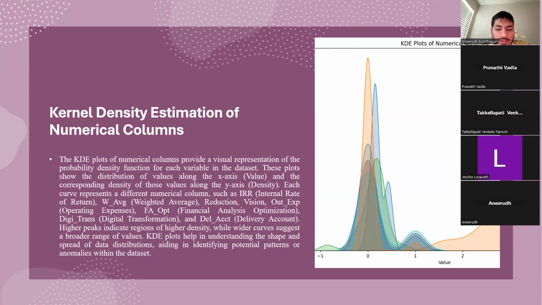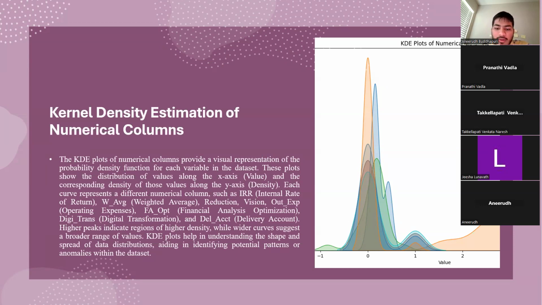These plots provide a visual representation of the probability density function for each variable. They show the distribution of values on the x-axis and the corresponding density on the y-axis. As we can see, each curve represents different numerical columns such as IRR, W underscore average, reduction, and others.